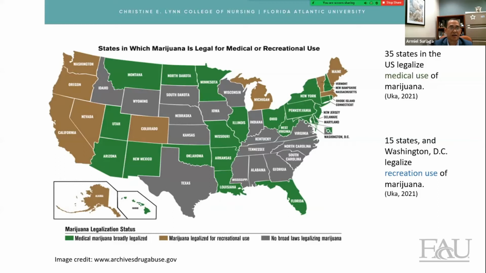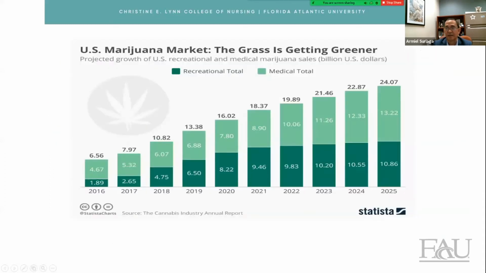As you can see in this slide, we have the map of the United States showing the states that legalize the medical use of marijuana. We have 35 states, and Florida is one of them. We also have states that legalize the recreational use of marijuana. And because of its popularity, the sales of marijuana are expected to reach $24 billion in 2025. It started off with $6.56 billion in 2016. So it's increasing exponentially at this point in time.